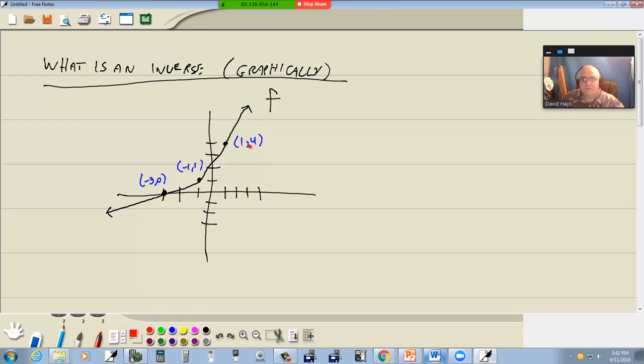Okay, now that point's 1, 4, so our inverse will be 4, 1. This is negative 1, 1, so our inverse will be 1, negative 1. This point here is negative 3, 0, so our inverse will be 0, negative 3.